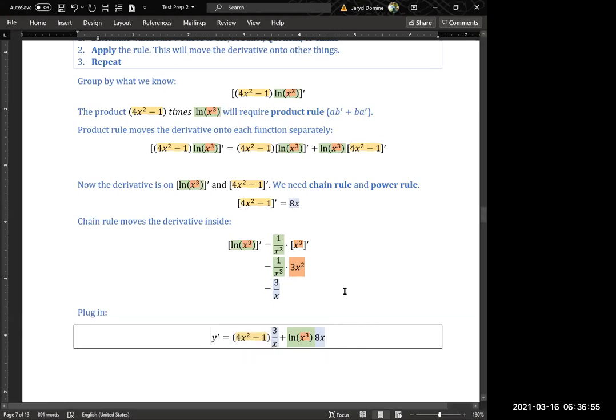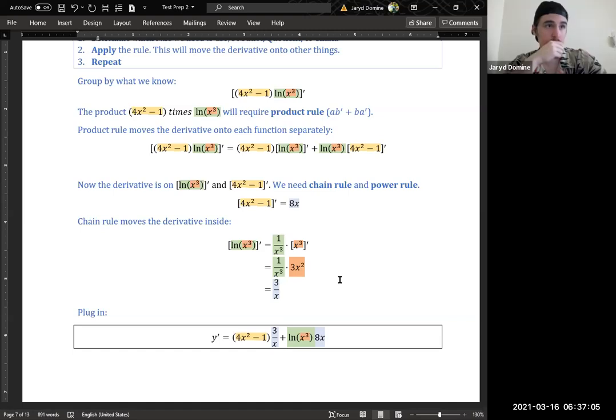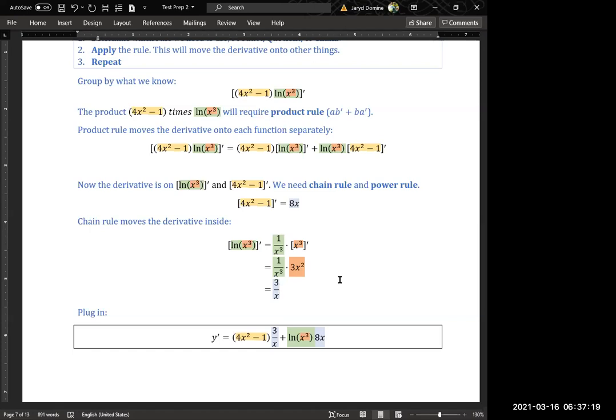I had one question as well. For example, like the 3 over x, could we multiply that into the 4x squared minus 1, or should we just leave it? Yes, you can do that. You don't have to simplify on this test, because simplifying just adds extra work. You only have 55 minutes, so just try and save as much time as you can. Okay, thank you. You got it.